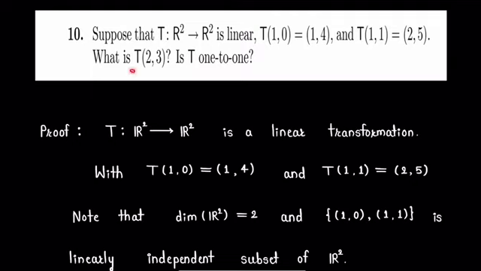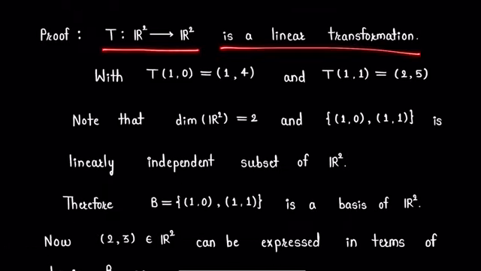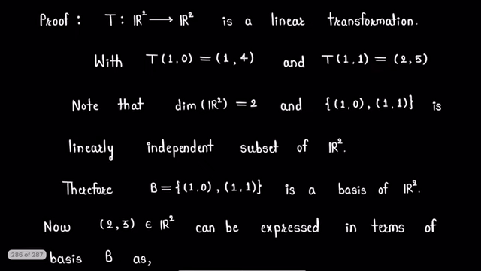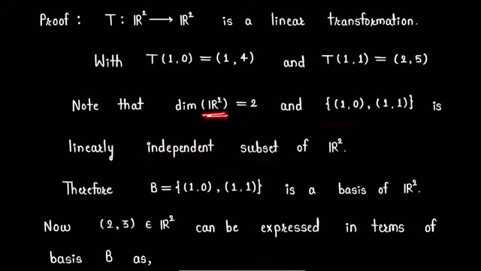Firstly, we will find the image of vector (2, 3) under T. We are given that T from R2 to R2 is a linear transformation with the image of vector (1, 0) under T being vector (1, 4) and the image of vector (1, 1) under T being vector (2, 5). Note that R2 is a vector space over field R with dimension 2. The set containing vectors (1, 0) and (1, 1) is a linearly independent subset of R2. As the dimension of R2 is 2 and this set contains two linearly independent vectors, we call this set B, and B is a basis of vector space R2.